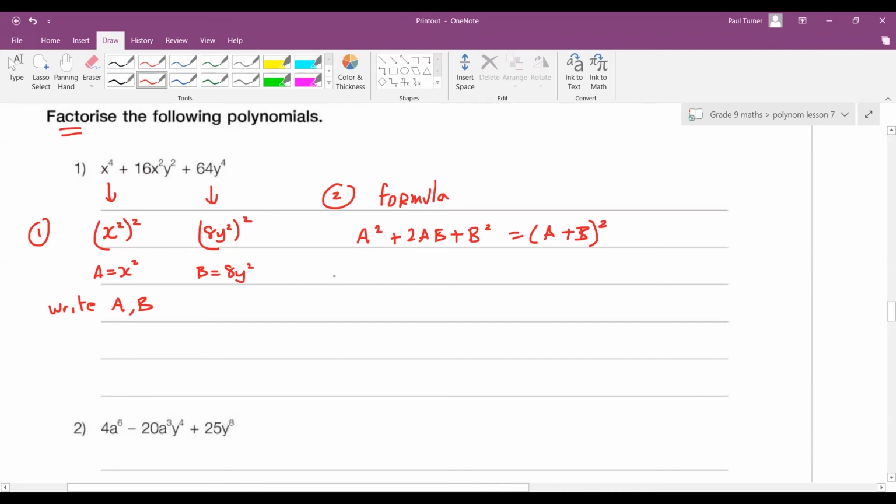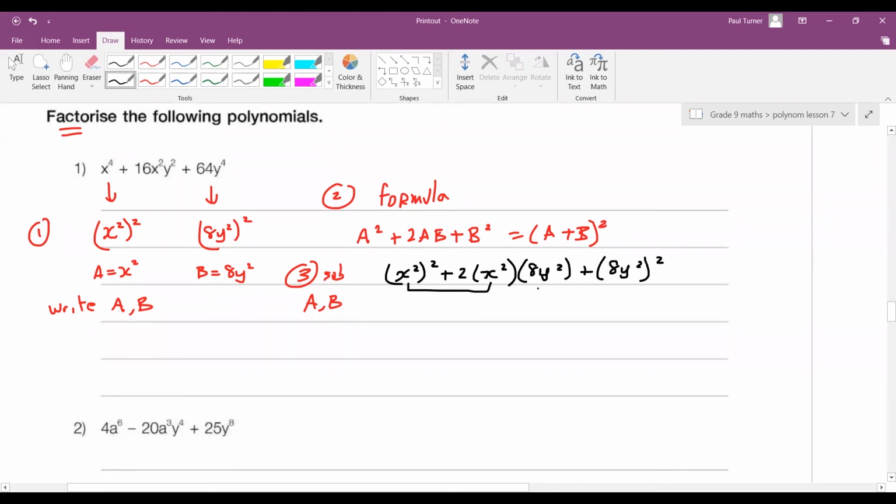So now we substitute the numbers in. So sub A and B. So we'll put them in. So we've got x squared squared. Let's use black. X squared squared plus 2a, which is x squared, times b, which is 8y squared, plus 8y squared squared. And check they all match up. X squared, 8y squared, 8y squared. So we're looking all right.